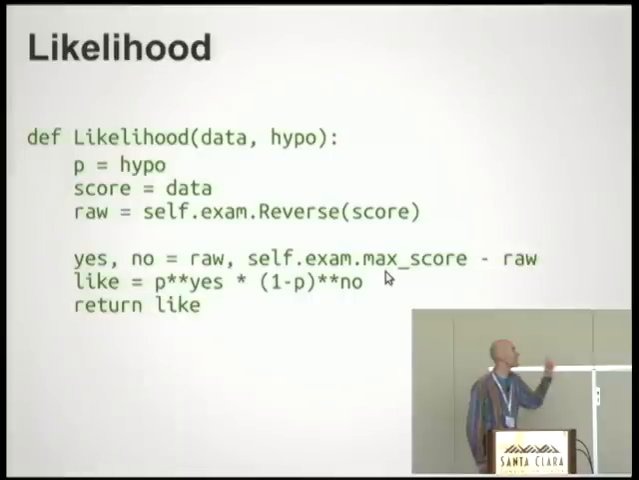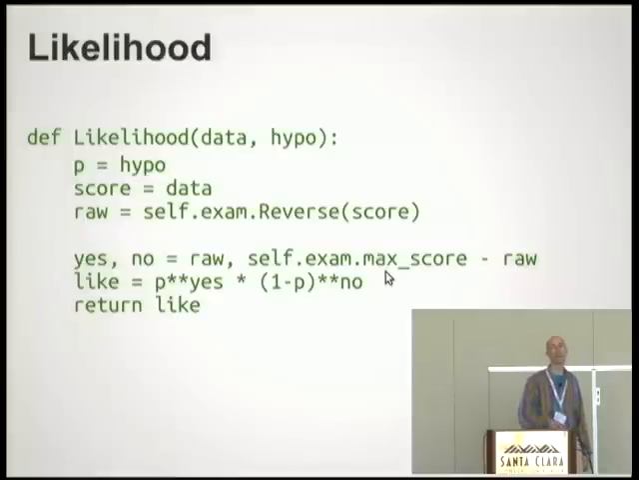However, the nice thing about this is that the likelihood function is relatively easy. In fact, it's the exact same likelihood function we just saw in Euro 2. The data is going to be the scaled score from 200 to 800. I have a function that does the reverse scaling. So if you give me the scaled score, I can compute the raw score. I also know how many questions there were, and from that I can get yes, no, which is how many you got right and how many you got wrong. So that's the data.